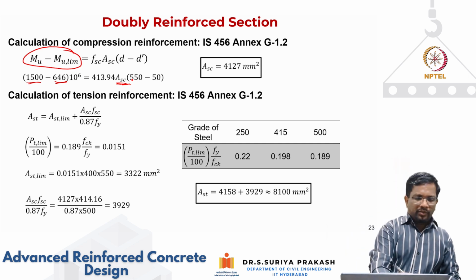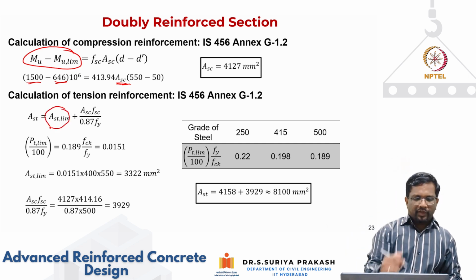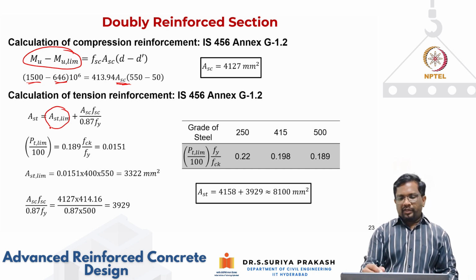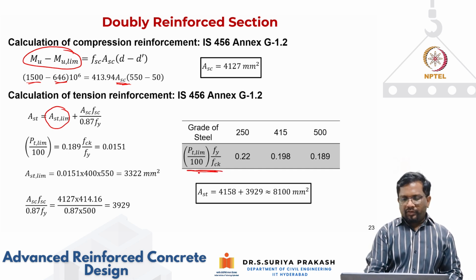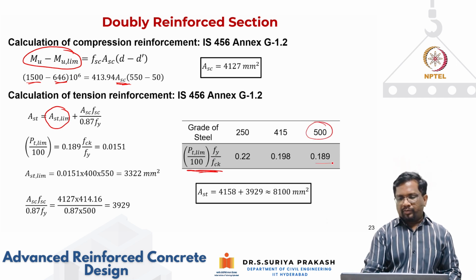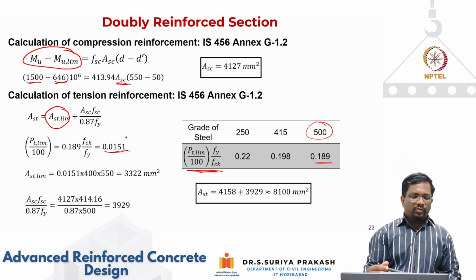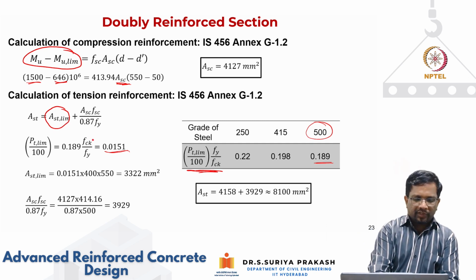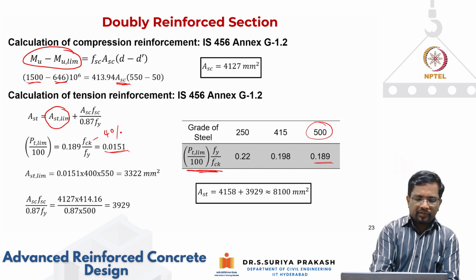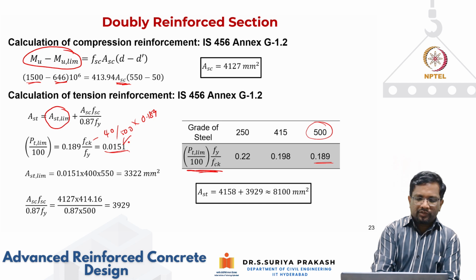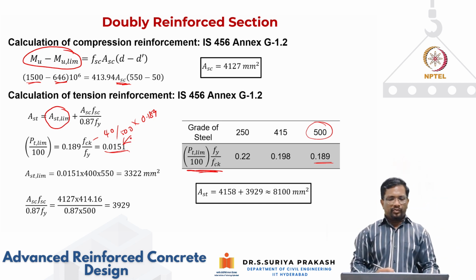Now this is your AST limit that we have already done for a singly reinforced section. Again, we have derived this, right? For Fe 500, it is 0.189. So what is PT limit? It is going to be 0.189 multiplied by FCK divided by Fy. Because FCK is 40 and Fy is 500, when I divide and multiply by 0.189, you end up with this value, which is 0.0159.